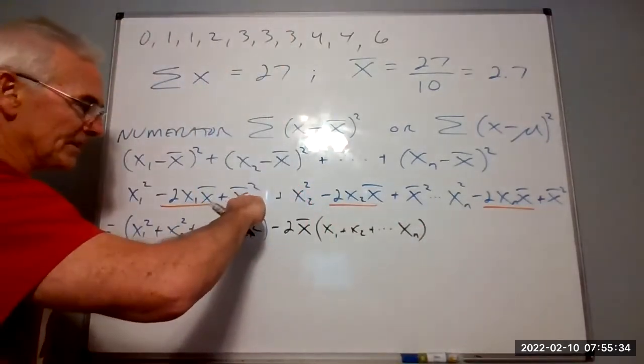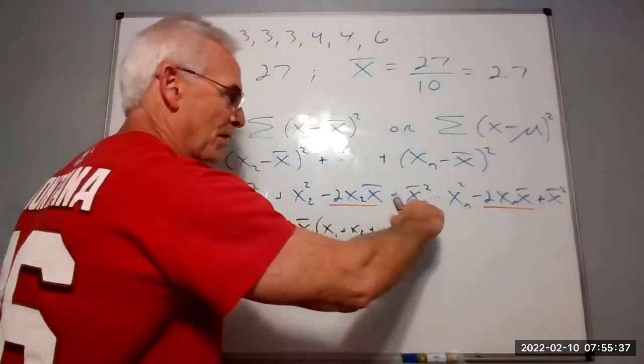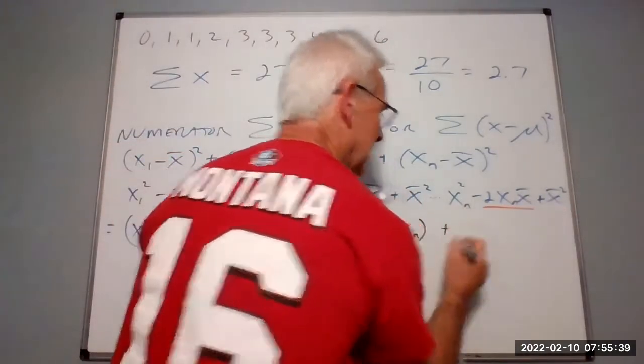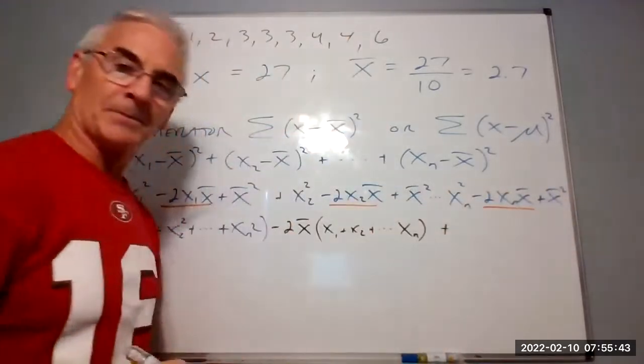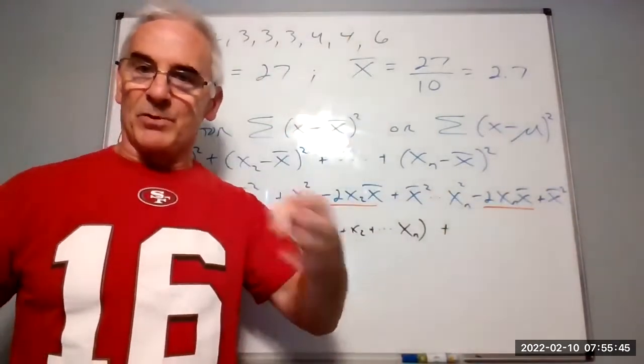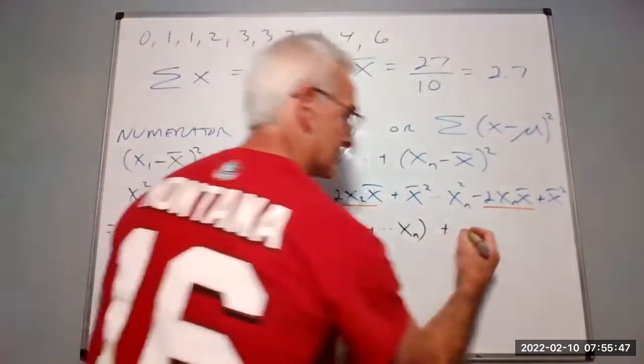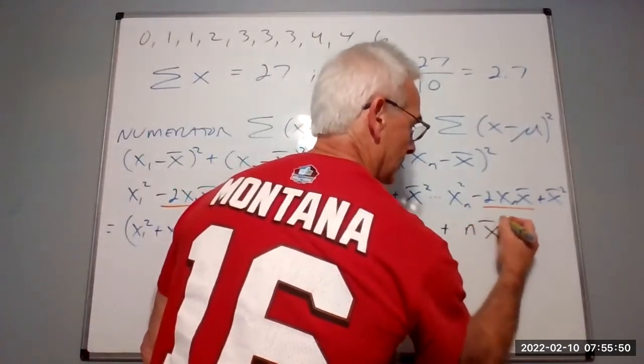And then the last one is X bar squared plus X bar squared plus X bar squared. Exactly how many times? Exactly N times. And when you add the same number up N times, isn't that just N times that number?